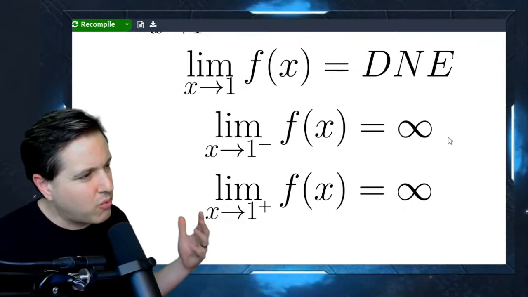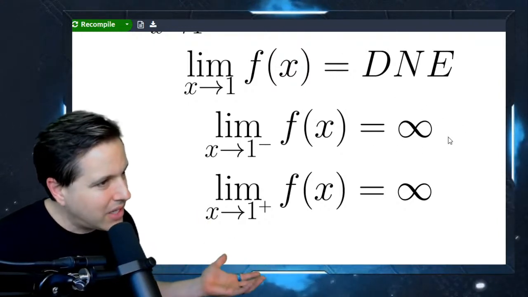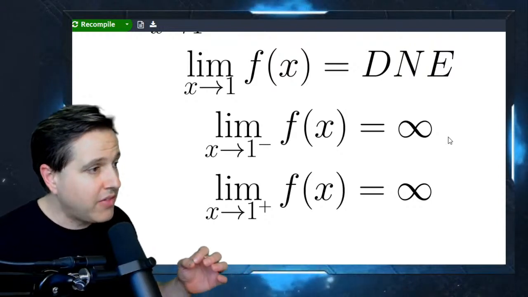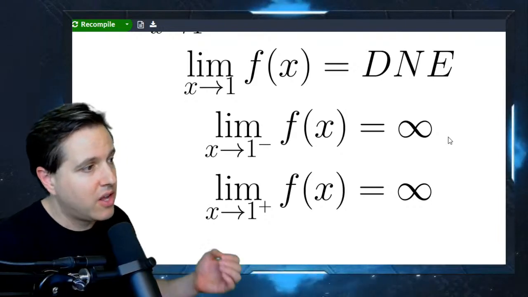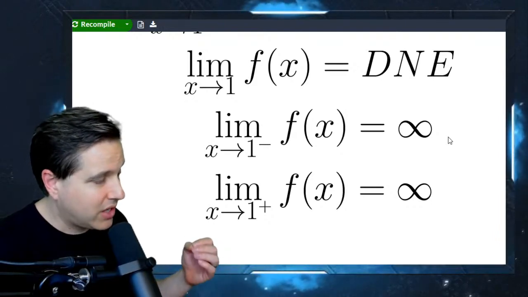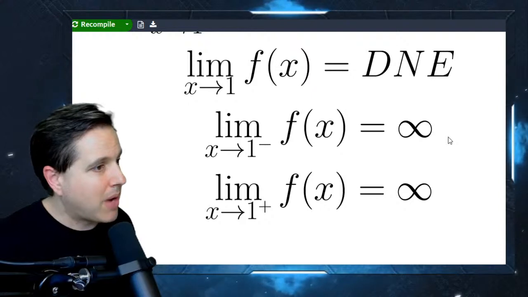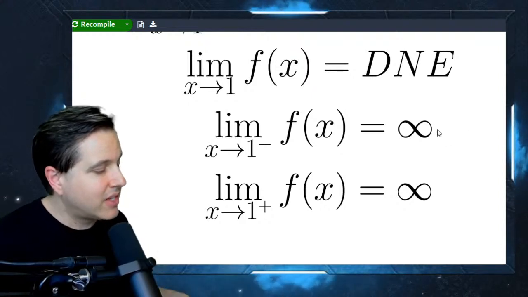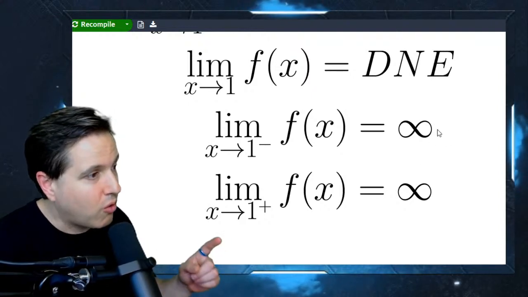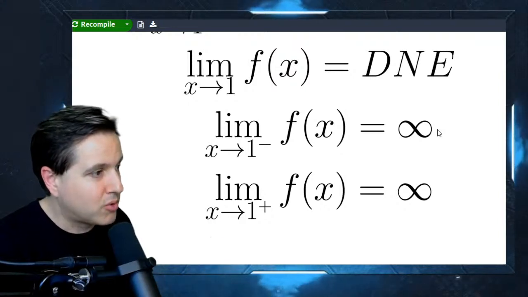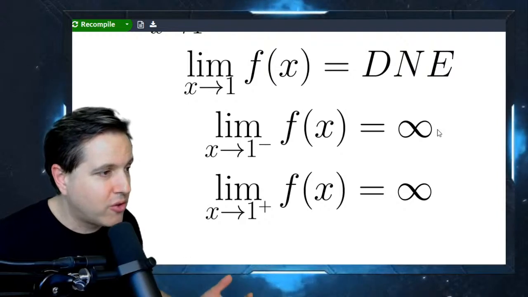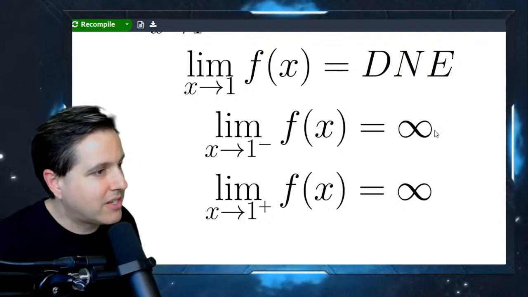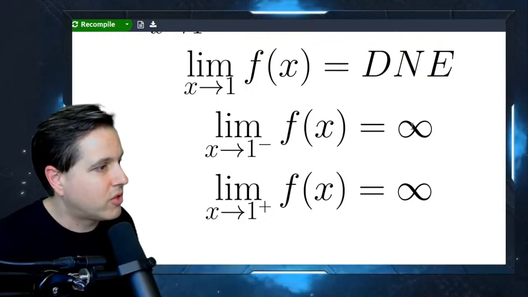So that seems kind of weird. Wait, it doesn't exist, but I'm still labeling it with a symbol? And the answer is that we're describing the way in which it doesn't exist. There are many different ways in which a limit can fail to exist. And by writing infinity here, it's basically giving us a clue. Oh, it looks like there's a vertical asymptote right there. So rather than having to do a bunch more work and figure out that there's a vertical asymptote, this is basically cluing us into, oh, there's a vertical asymptote.